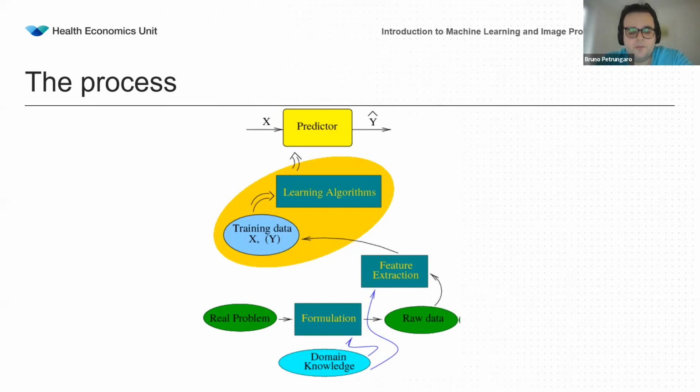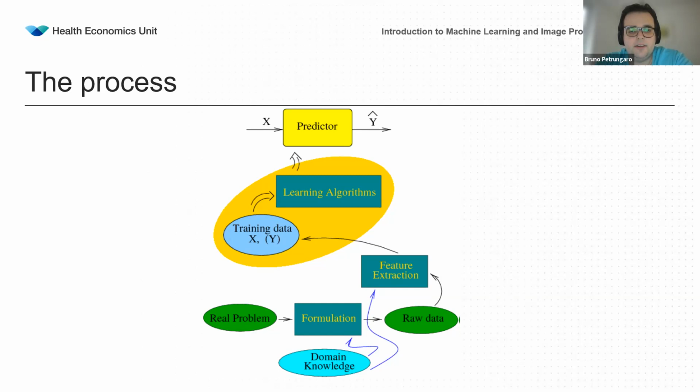So after we have our feature extraction, and from the formulation we know the target variable, the Y of our problem, we'll have a training data set. We'll train a couple of algorithms with our training data set to check the performance and see which one is more suitable to solve this problem. And then we'll have this formula that will take the X's as input and return a prediction for the Y's, the target variables.